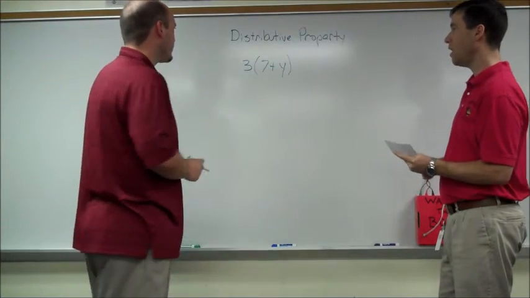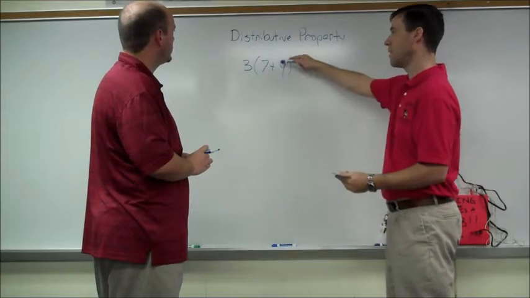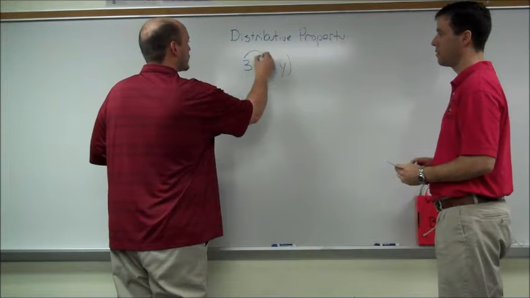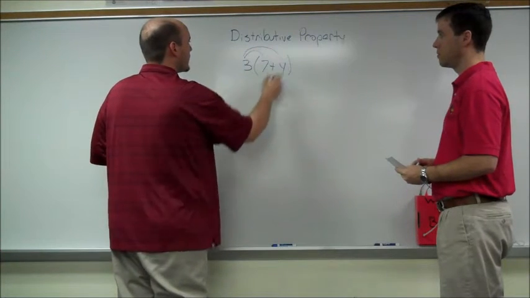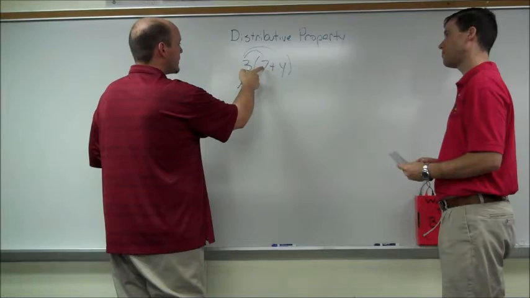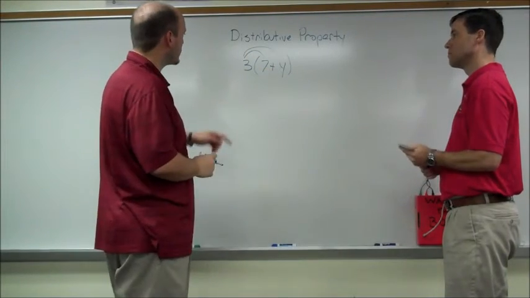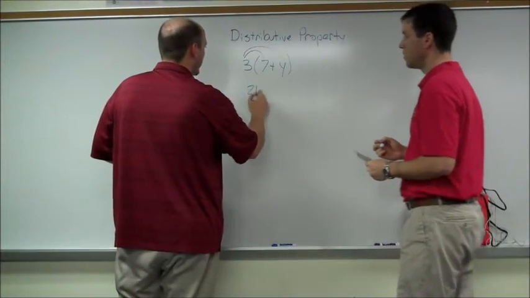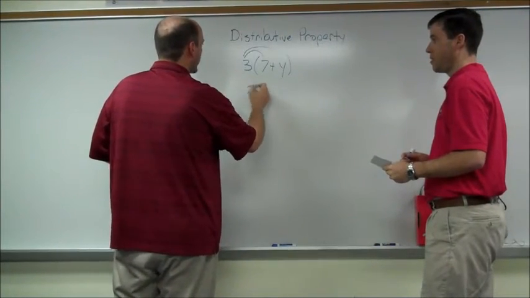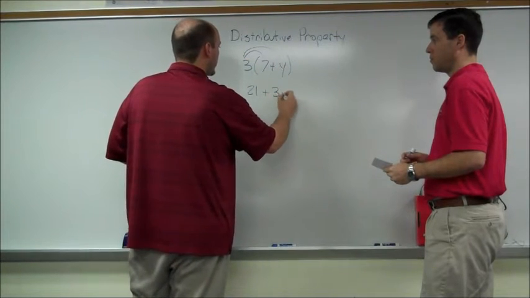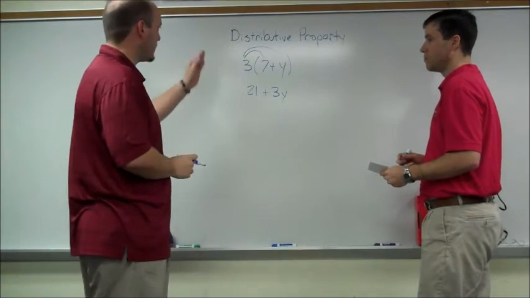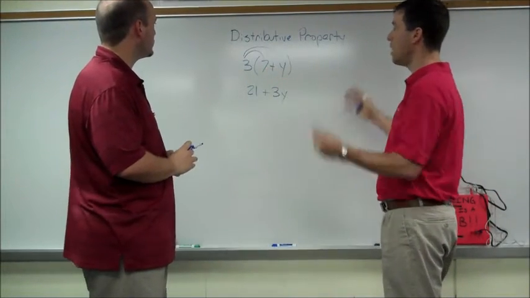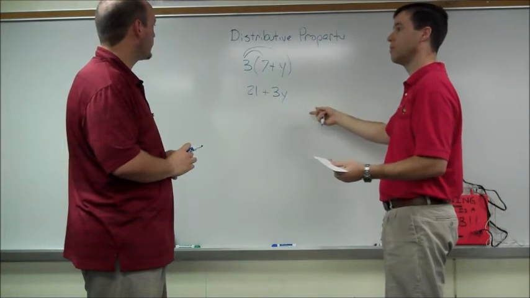Yeah, I remember my students always wanted to just do 3 times 7 and say they were done. Yeah, so what I have my students do is I put a little rainbow right here and I put another one right here. That helps me to remember that I multiply the 3 times the 7 and the 3 times the y. So I would go ahead and do 3 times 7, and that would be 21. There's a plus sign here, so I'll bring that down, and 3 times y is 3y. So I've just distributed the 3 to the 7 and the y. Okay, so 3 times the sum of 7 and y ends up equaling 21 plus 3y.